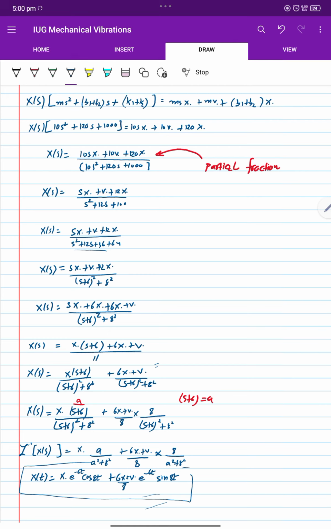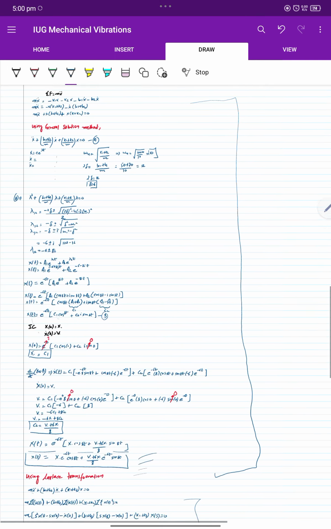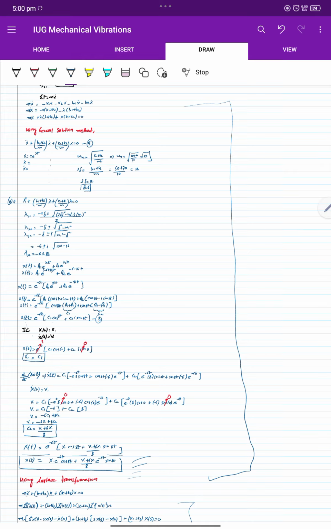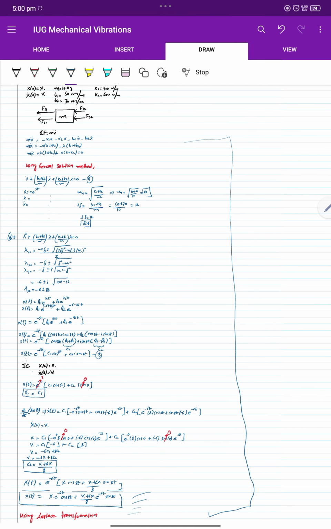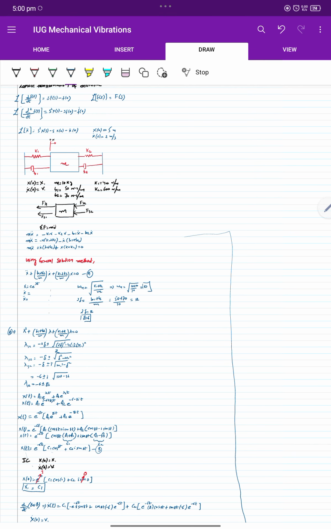So I hope this was a good demonstration of the Laplace transformation, its physical intuition, how it helps you to study the vibrating system, and how it compares with the general solution method or time domain methods. Laplace is a frequency domain method. So that's all for this lecture. I will also upload some solved examples using the Laplace transformation and some practice problems.